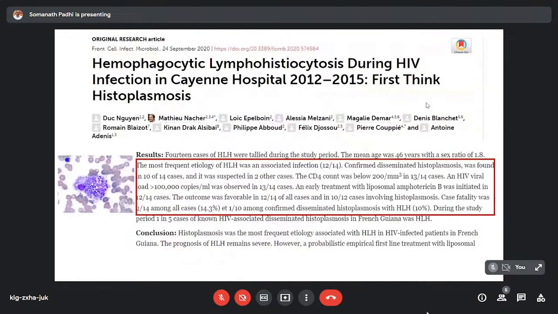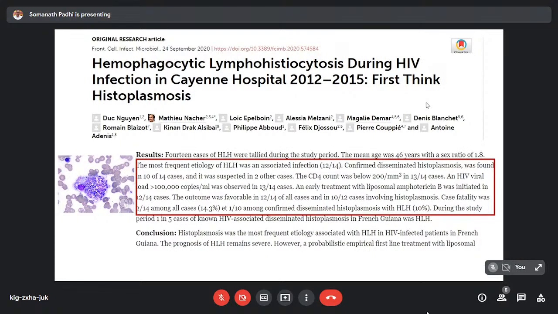So when I was searching the literature about this entity recently, I found an interesting article that came in the Frontiers group of journals, a 2020 article on hemophagocytic lymphohistiocytosis during HIV infection. When it is there, we must first think of the presence of histoplasmosis.